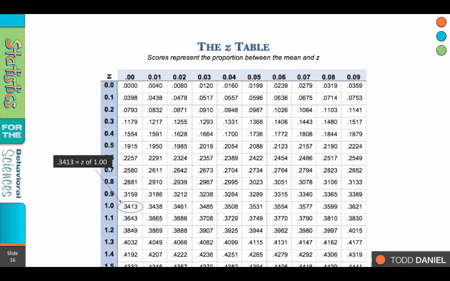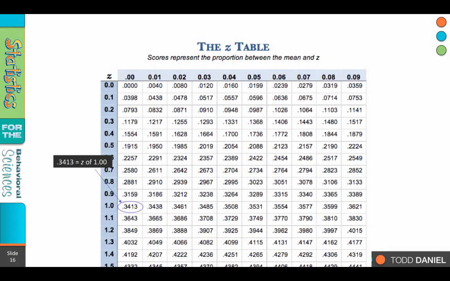So let's practice with this a bit. What is the proportion of scores between the mean and 0.4? 0.1554. What is the proportion of scores between the mean and 1.2? 0.3849. Or the proportion of scores between the mean and 0.5? 0.1915. All right. Any particular z-score that has only one decimal place, we can find using that first column. But we've learned to take our z-scores out to 2 decimal places. That's where the remaining columns come in.